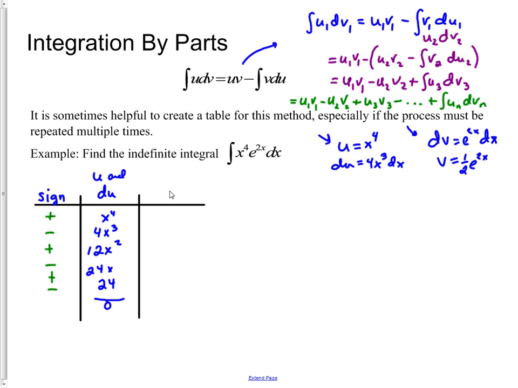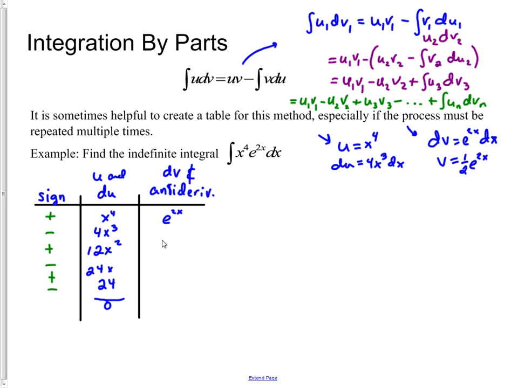Then we're going to have our dv, right, that we start out with, and in this case that's e to the 2x, and we're going to have to figure out what's going to happen with the subsequent integrals, antiderivatives of dv that we end up with in each successive step.